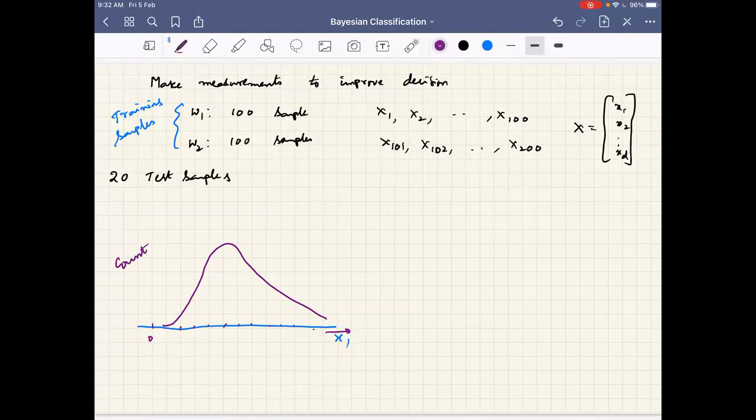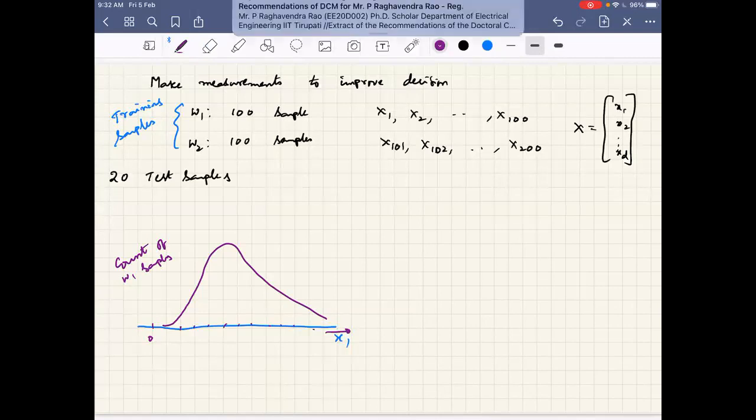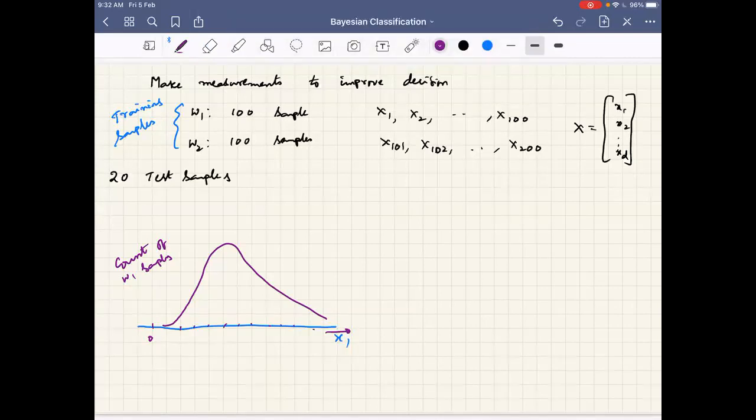What I'm plotting here? Histogram. What is this plot? Yeah, it is histogram or probability density function. Fine. So I can convert this count to frequency. Frequency of what? Omega 1 samples.